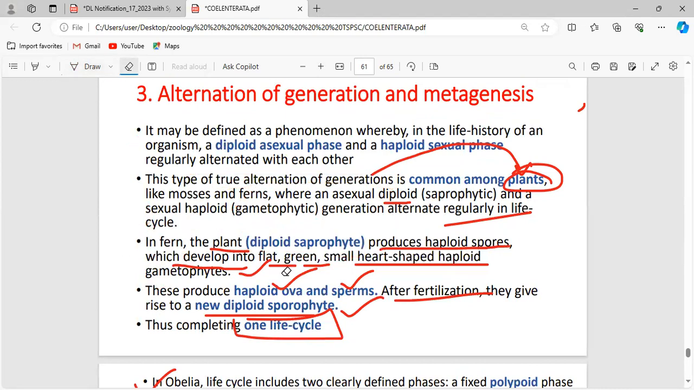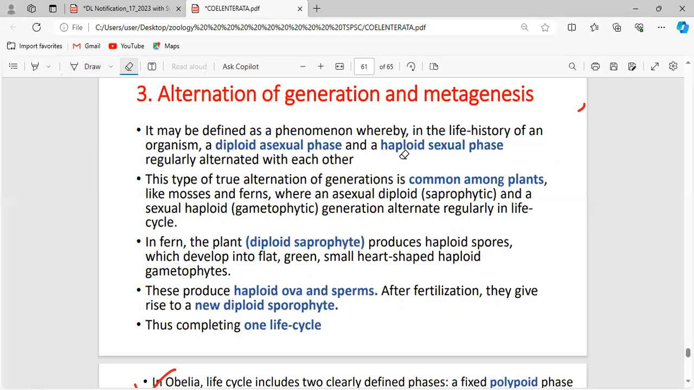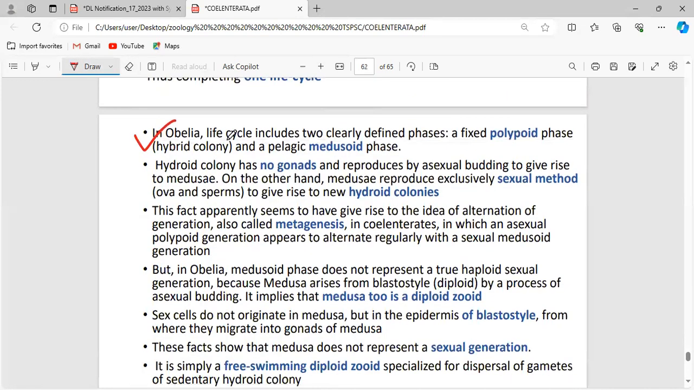What you have to remember is what is meant by alternation of generation. The alternation of the asexual and the sexual phase throughout their life cycle is said to be the alternation of generation, and the true alternation of generation is seen among the plants. These two things are very important. Now in Obelia, come back to the coelenterata.